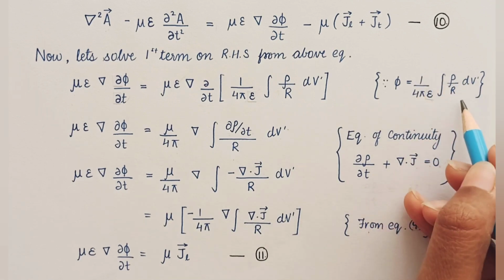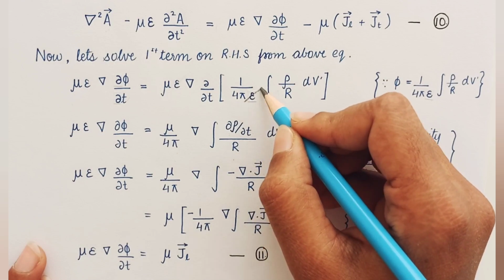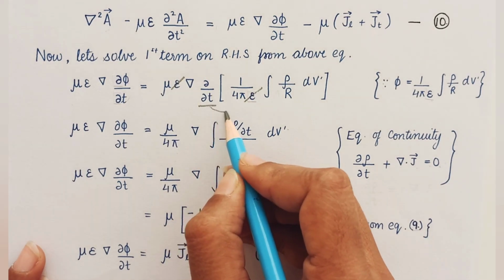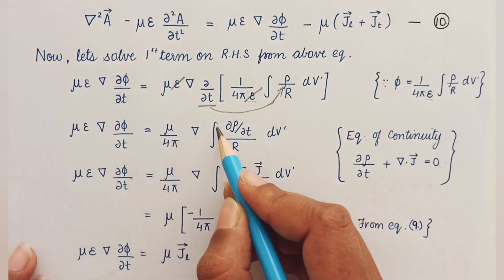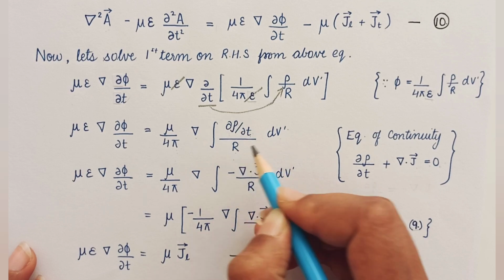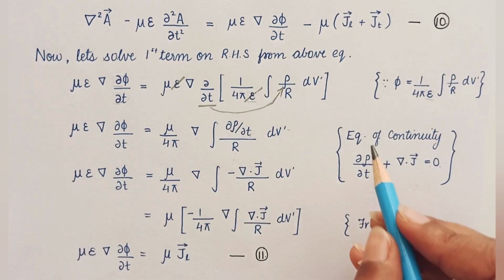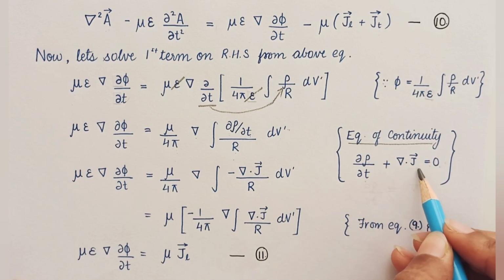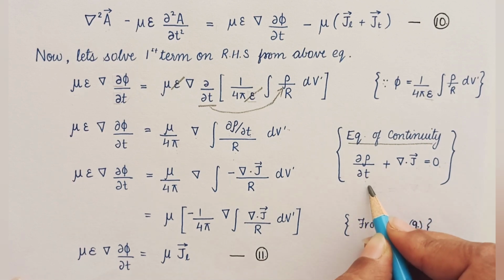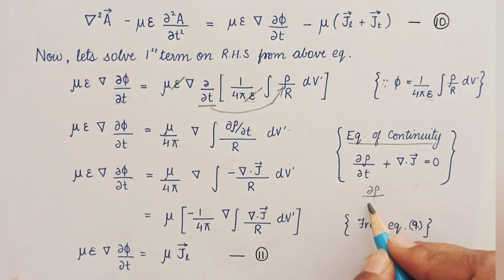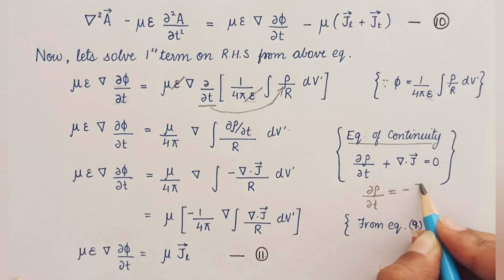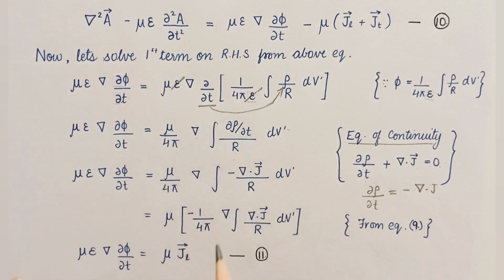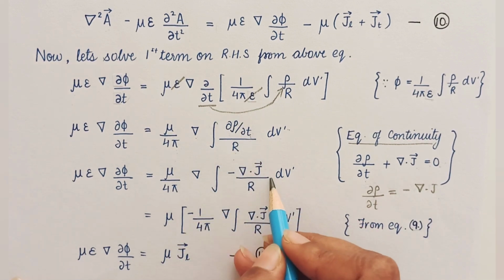So we are going to use the value of phi over here. Now cancelling epsilon by epsilon, we are going to multiply this curly upon curly T with rho: mu upon 4 pi del integration curly rho upon curly T upon R dv dash. Now if you remember the equation of continuity, it says curly rho upon curly T plus del dot J is equal to 0. So from here we can write curly rho upon curly T is equal to minus del dot J, and we can now use this del dot J over here in place of curly rho upon curly T. So it is written like this.